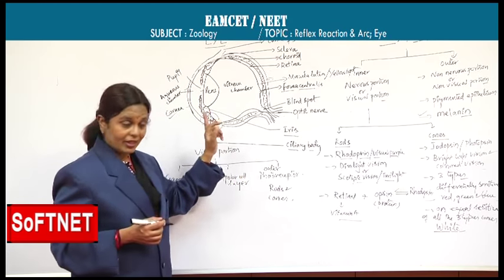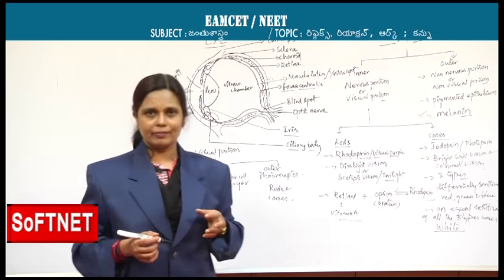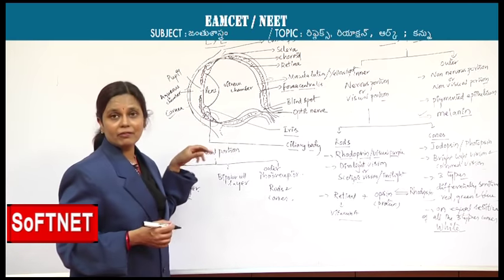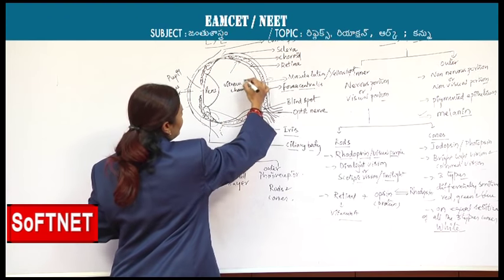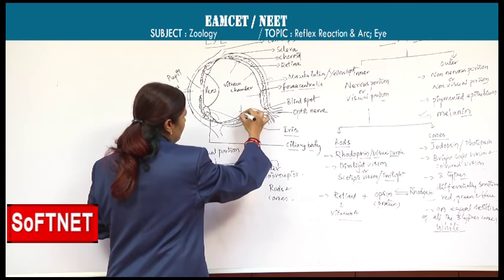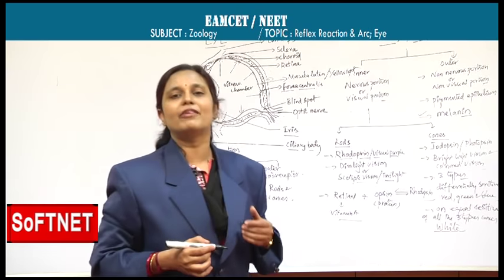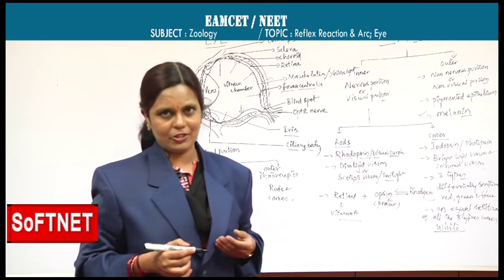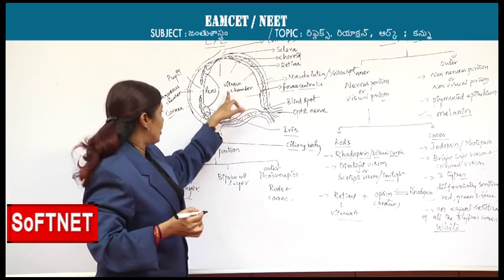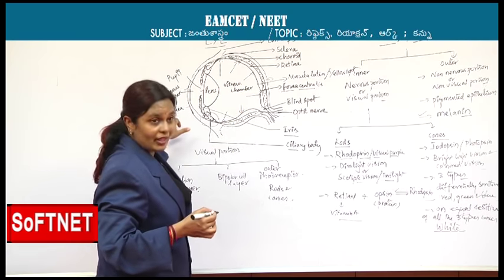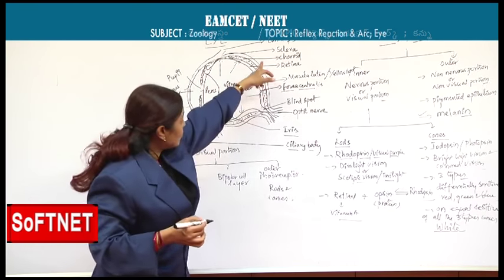Now, this vitreous humor, along with aqueous humor, plays a key role in maintaining the shape of the eyeball. How? The vitreous humor present in the vitreous chamber applies pressure on the wall of the eyeball from within, which you call intraocular pressure.